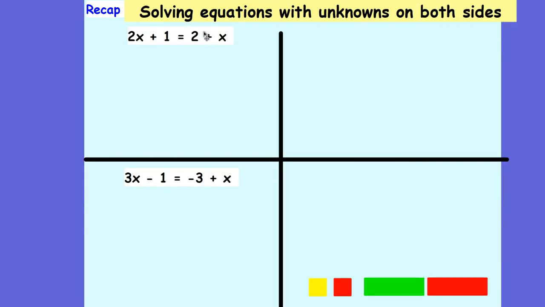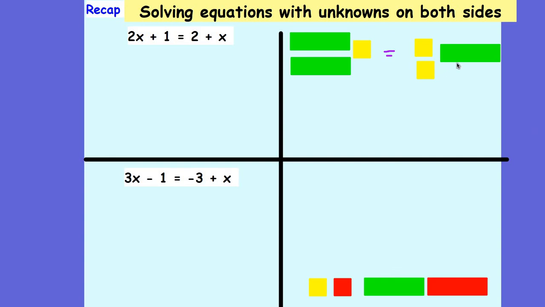We've got one final type of example to look at. This is when we've got unknowns on both sides of the equation. So I've got an x on this side of the equals and this side. I'm going to start by modelling it. So 2x plus 1 is equal to 2 plus x.